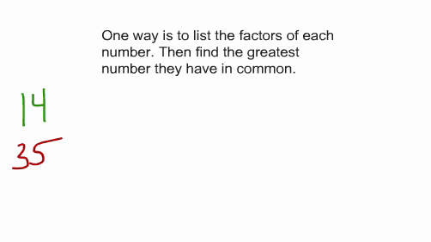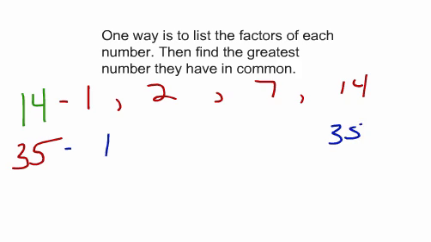Now remember, factors are numbers you can multiply to get to the number. So 1 times 14, those are two factors that give you a product of 14. 2 times 7, and those are all the factors of 14. 35, you can do 1 times 35. 5 times 7, and those are all the factors of 35.